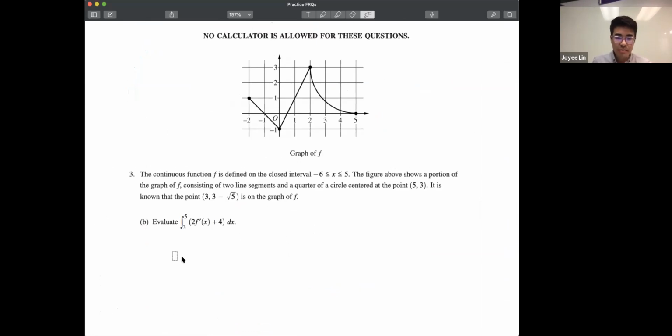If we want to split it up, it'd be 2 times the integral from 3 to 5 of f prime of x dx, plus the integral from 3 to 5 of 4 dx, right? And what does the fundamental theorem of calculus part 1 say? If we're taking the integral of f prime of x, that should equal f of 5 minus f of 3. And then this part we've done a few times now, it's 4 times 5 minus 3.